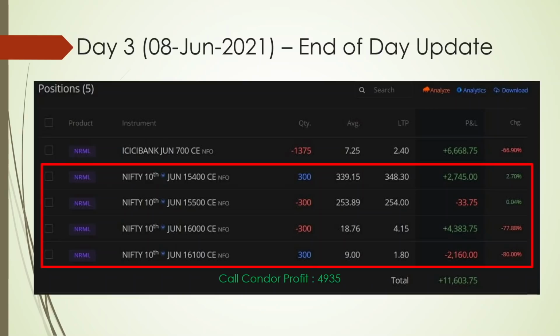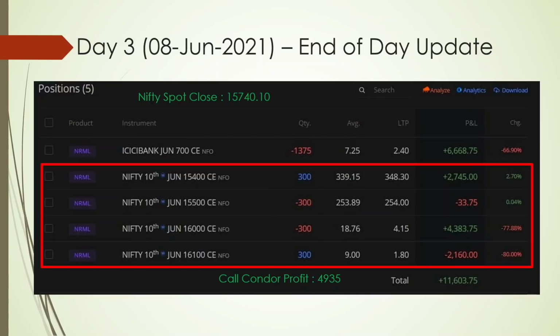Today, the profit has further increased. Yesterday, it was about 3,400. Today, it is close to 5,000 rupees. Means this is more than 50% or 60% of the maximum profit which is achievable in this call condor, which is 7,350. So nothing much to update today.